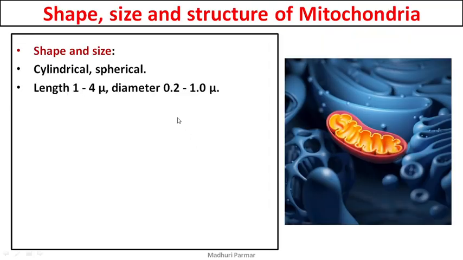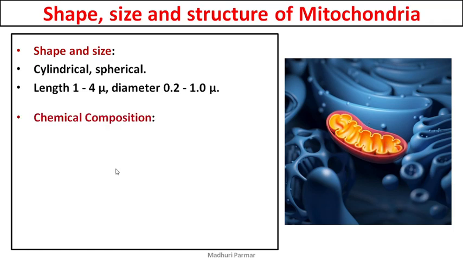Now let us talk about shape, size, and structure of mitochondria. If you say shape, they do not have only one specific type of shape. They are normally cylindrical or cigar shaped. They can also be spherical shaped. Okay, so these are the basic shapes. Then we talk about the length. They are 1 to 4 micron in size, and diameter is 0.2 to 1 micron.